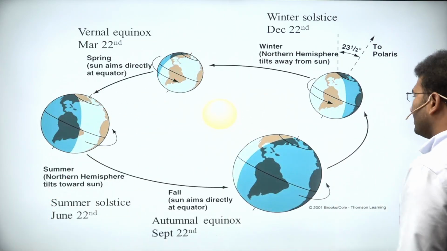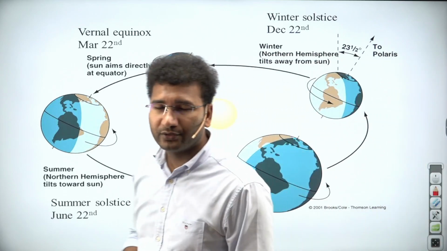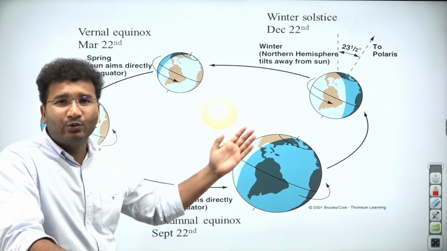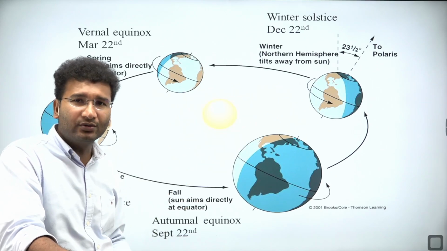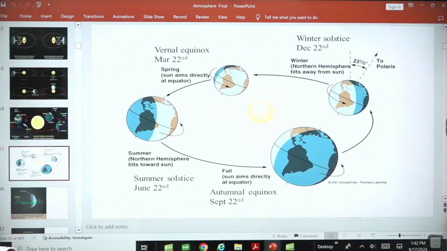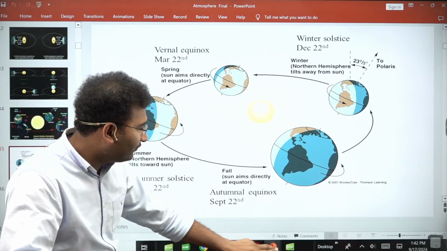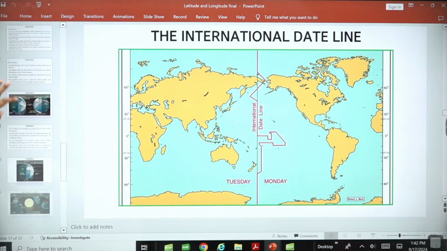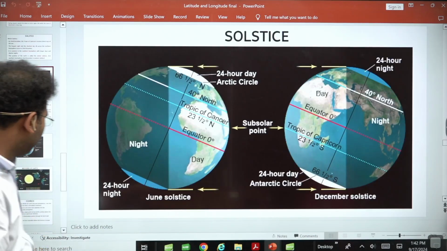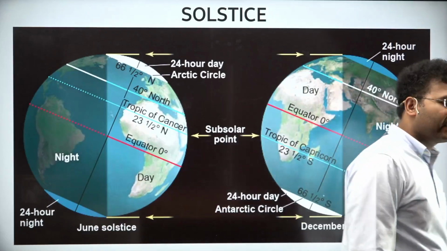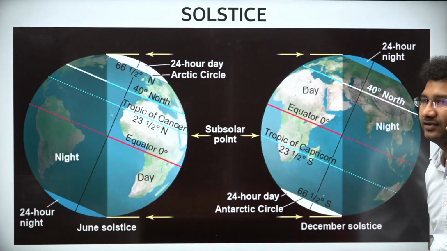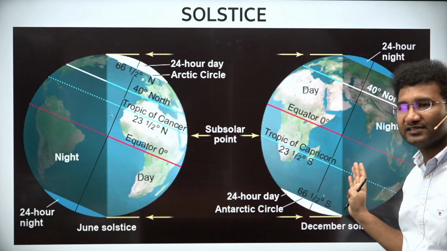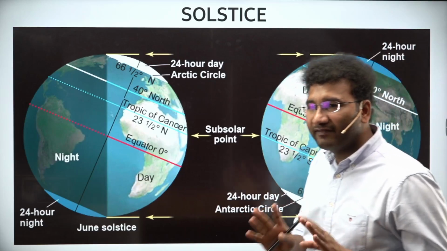Now, in a nutshell, regarding rotation and revolution: rotation will lead to day and night, and revolution will lead to seasons. That means there are 4 seasons, and all of these 4 seasons are also based on the positions of the earth, right? So let's quickly have a look here. The difference between solstices: one is the June solstice, the summer solstice, and this is the winter solstice, that is December. Try to have a look.